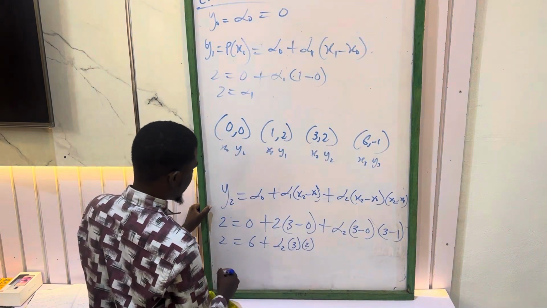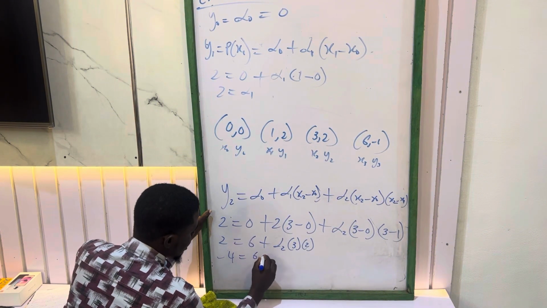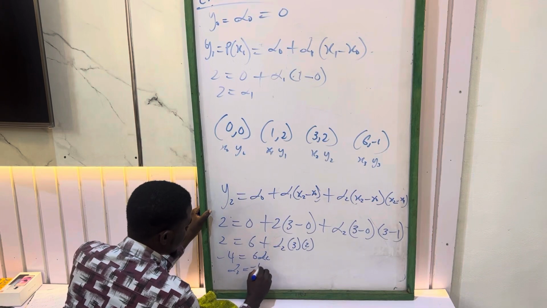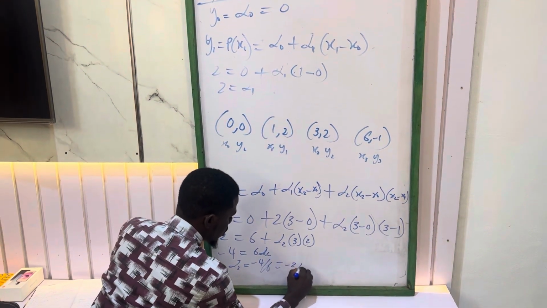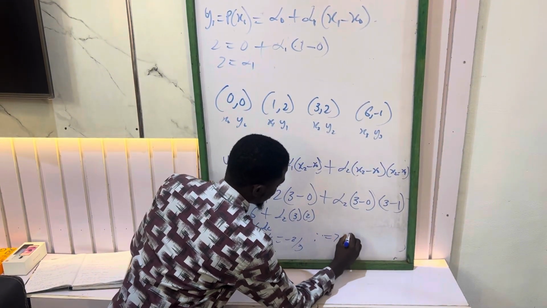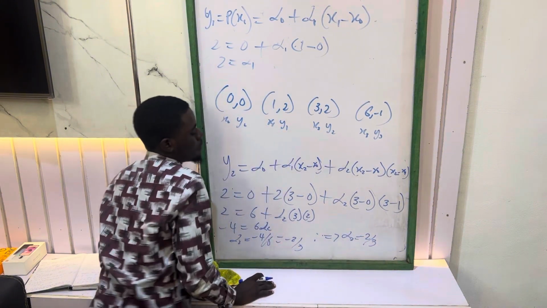As we find this further, we're going to get that minus 4 is going to be equal to 6 alpha 2. So our alpha 2 is going to be equal to minus 4 over 6. It can be further simplified as minus 2 over 3. So we can say that this implies that alpha 2 is equal to minus 2 over 3.